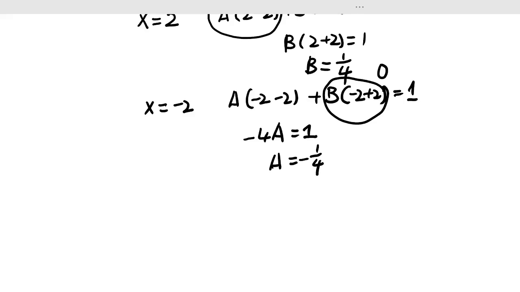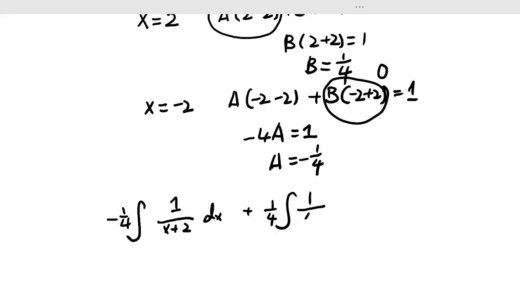Now our integration will be, for the first fraction, 1 over x plus 2, our A is -1/4. I'm going to put it in front. I have a 1. Plus, for the B, I have 1/4. I put it in front. That's going to be 1 over x minus 2 dx. This is very easy to solve. That's the reason we are using the partial fractions to help us.